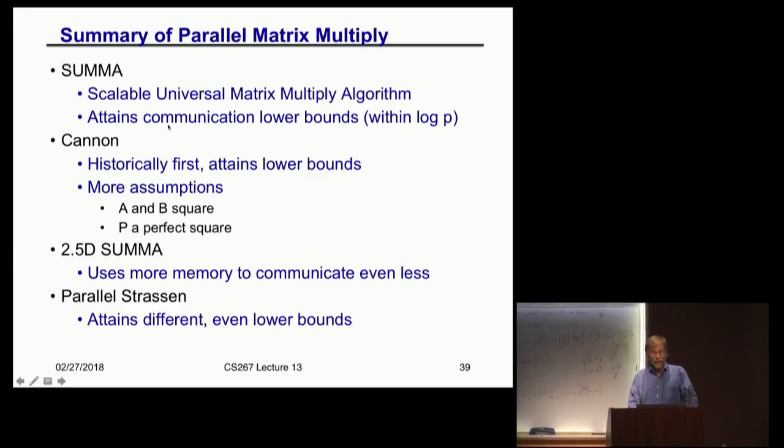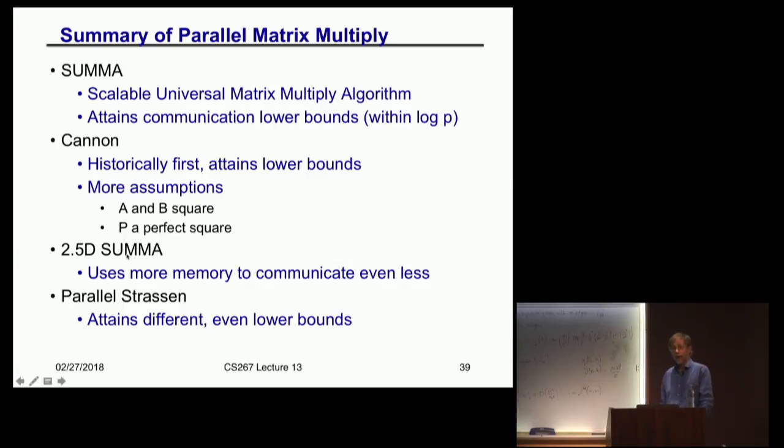Now, historically, the first algorithm that did this was in a 1969 PhD thesis. It actually hits the lower bounds perfectly, no log p's, but it made some assumptions that A and B were square, which isn't always true, and that the number of processors was a perfect square. So I'll just mention that, but I'll just tell you about SUMMA.